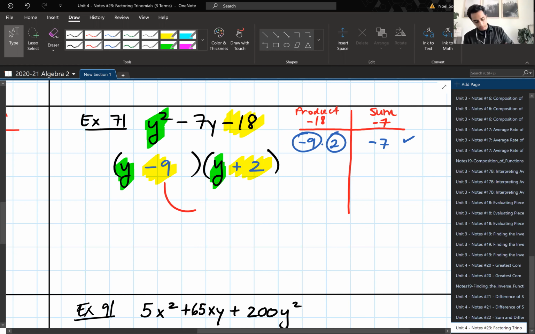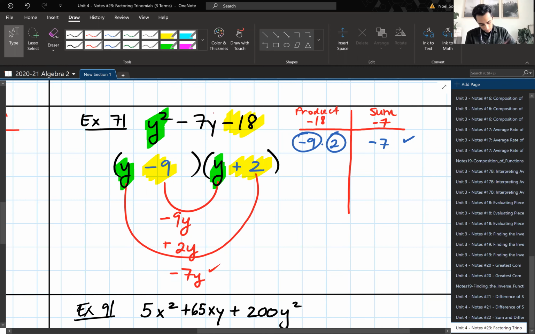And now we just double check that they are going to add up to be our middle term. So negative 9 times y, negative 9y. Y times positive 2, positive 2y. So negative 9y plus 2y still gives us negative 7y. So that checks out. That's the term that we were looking for. So this is our final factorization.